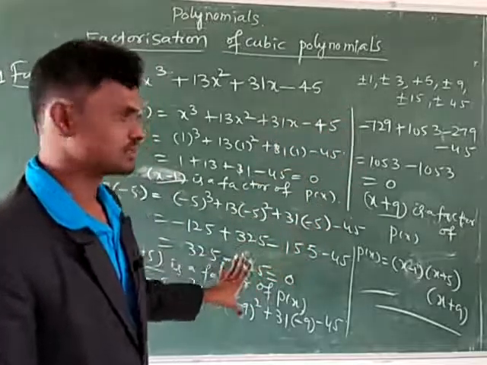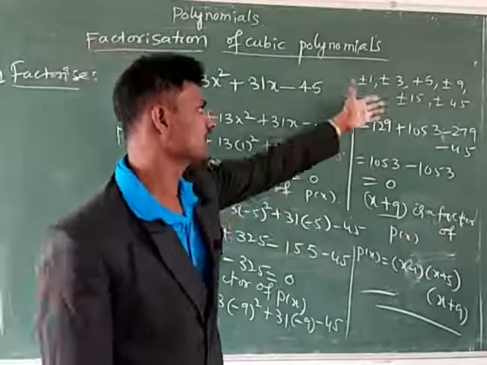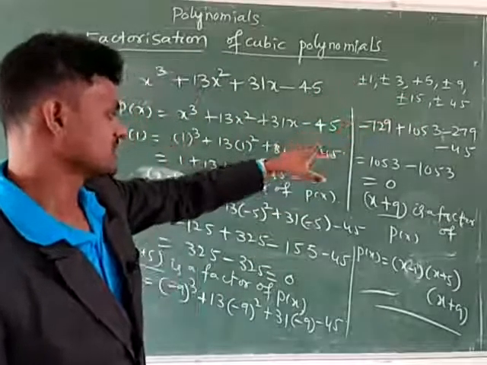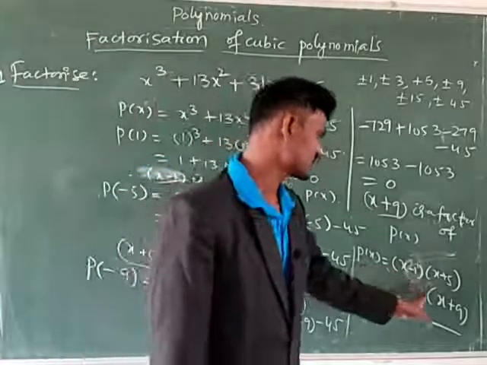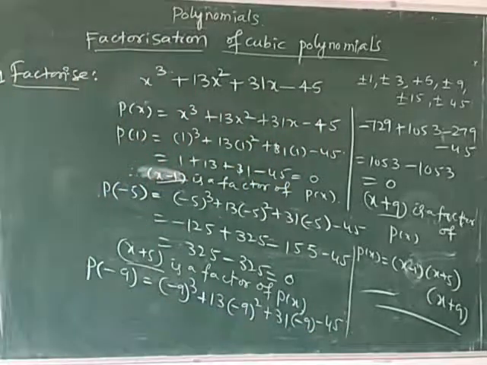It becomes 0. Why? Because this is a cubic polynomial. Those 3 values you have to find out among these 4, 5, 6 factors. Then which one is equal to 0? Those 3, p of x is equal to x minus 1, x plus 5, x plus 9. This is the factor theorem.